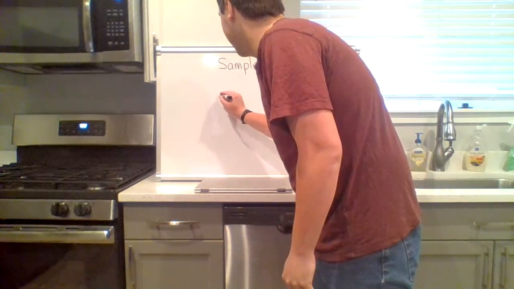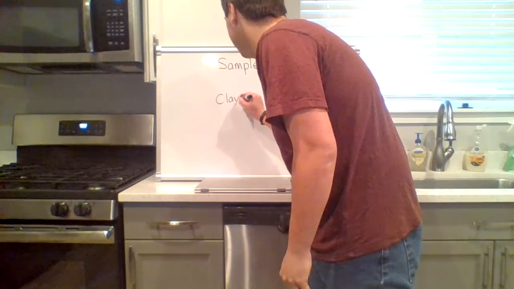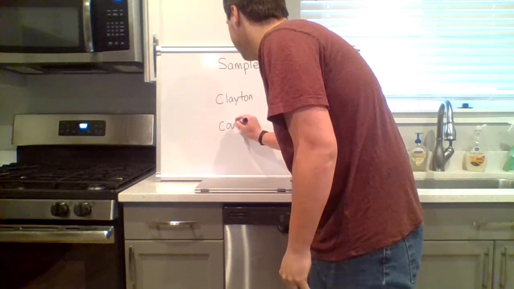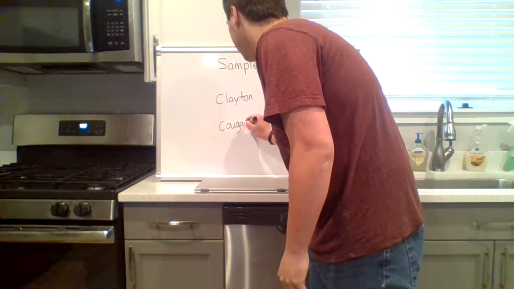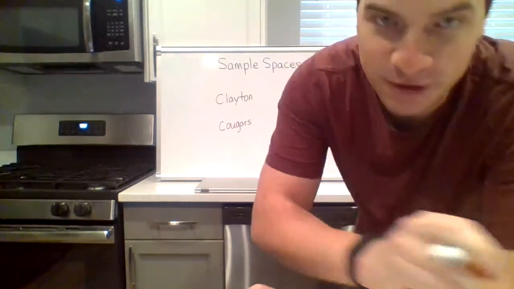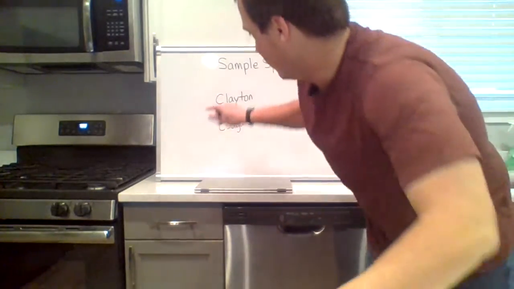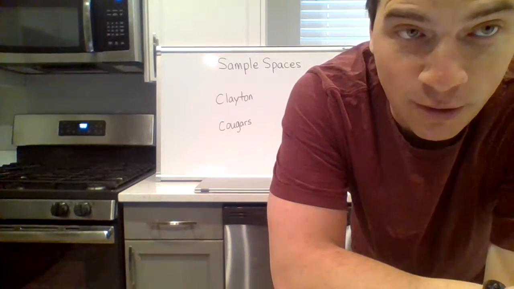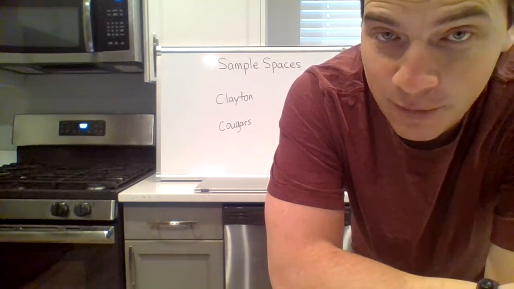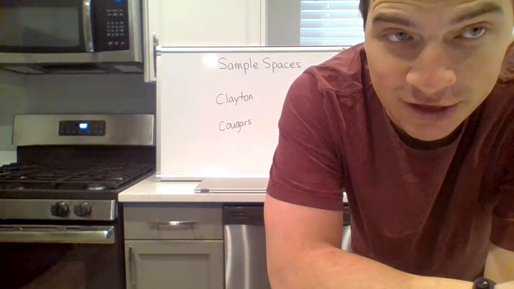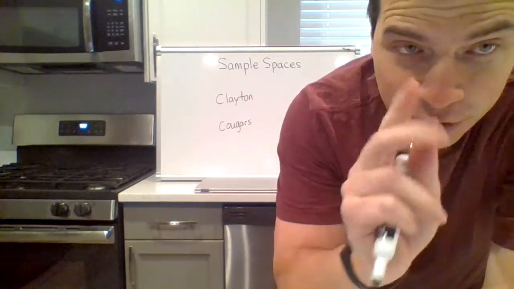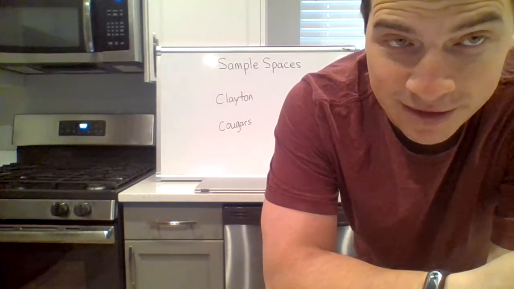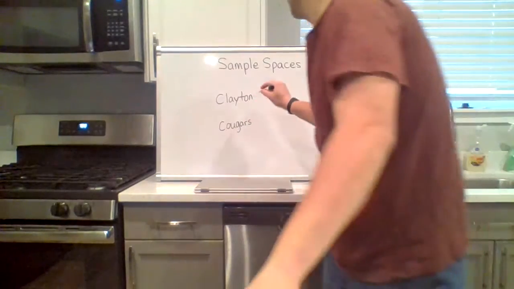It could say Clayton or Cougars. And you have the choice between what the jersey says, and you have the choice between red, white, or black. Okay, one possibility to find the number of total combinations here, so you have two choices between the name and three choices between the color, is to make what's called a tree diagram.